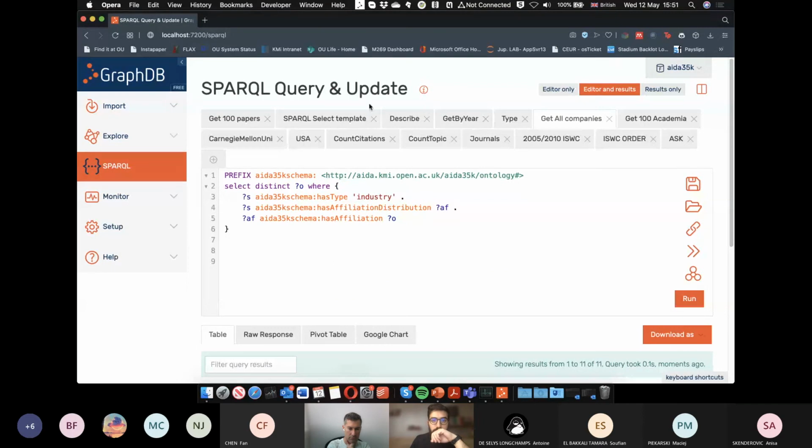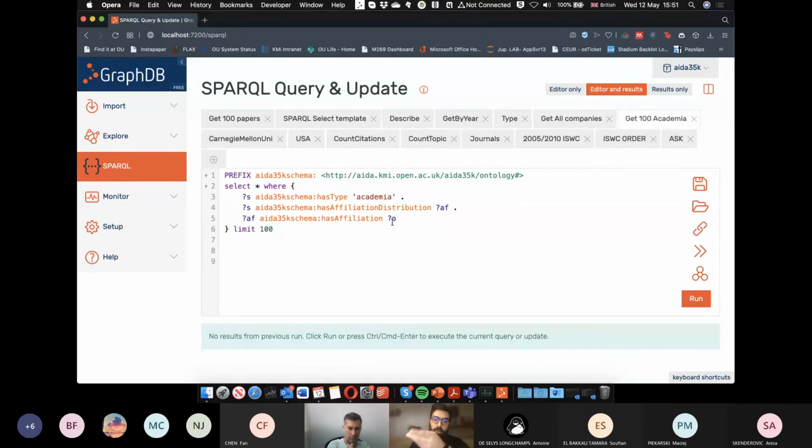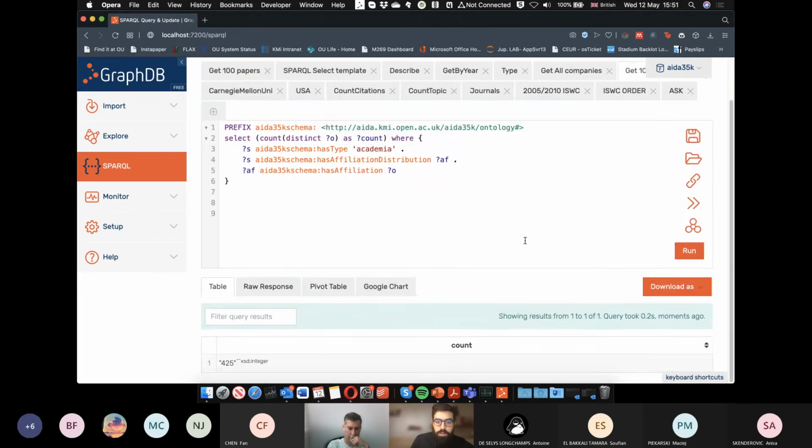Where is it? Here, academia. So the same query, of course, but here we put a limit because there are more academic institutions. Actually, let's count them again. Let's not make the mistake of before. Count. I have to do distinct, as count. This should work. I can remove this. So there are, sorry about that, 425 unique universities in this dataset.